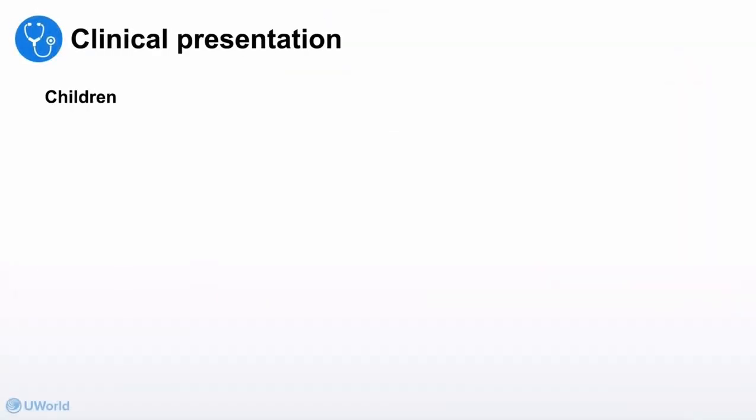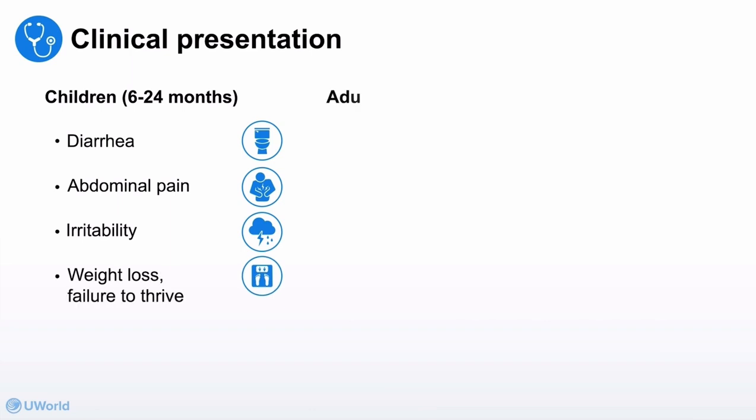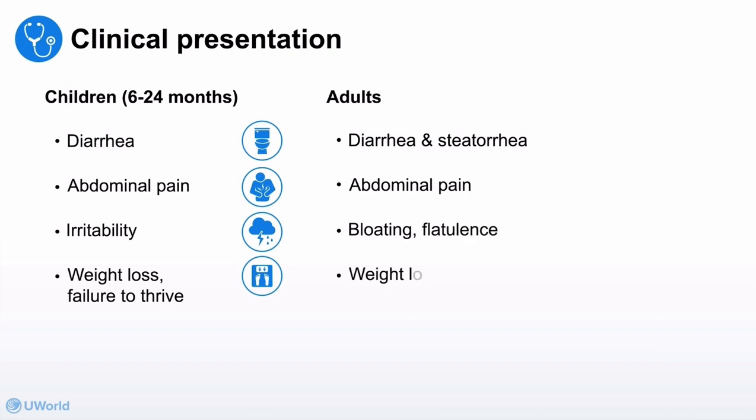In children, classic celiac disease presents after introduction of gluten into the diet, usually between age 6 to 24 months. Patients can have diarrhea, abdominal pain, irritability, weight loss, and failure to thrive. In adults, celiac disease can cause a variety of symptoms. Gastrointestinal symptoms include diarrhea and steatorrhea, which is pale, greasy, loose stools due to excess fat. Patients can also have abdominal pain, bloating, flatulence, and weight loss.